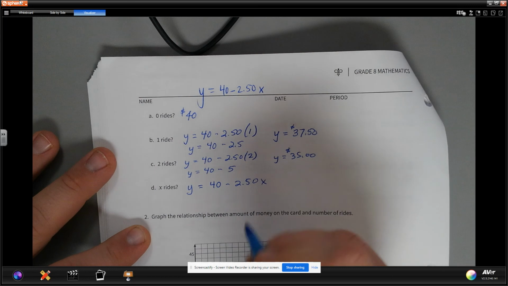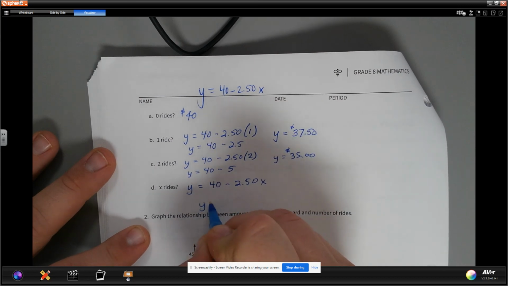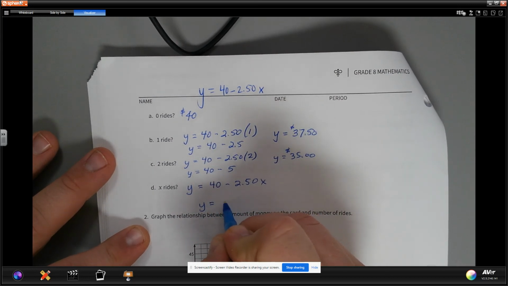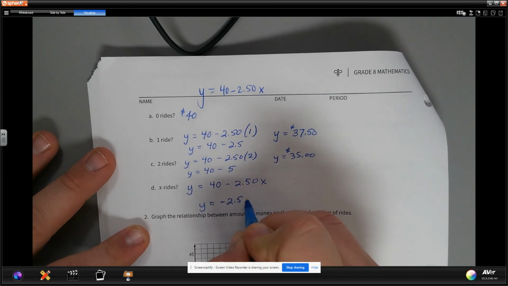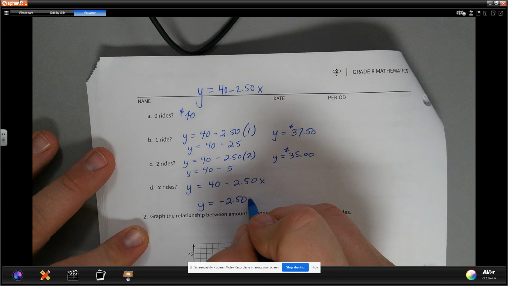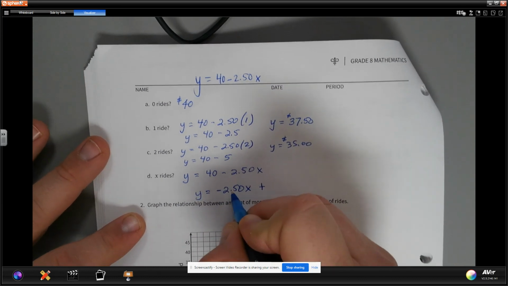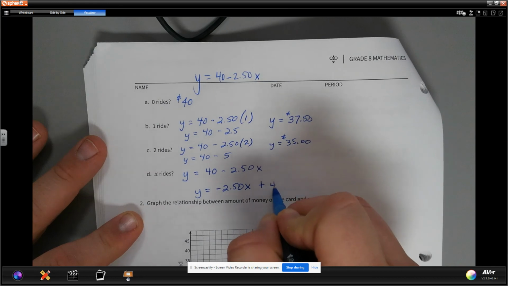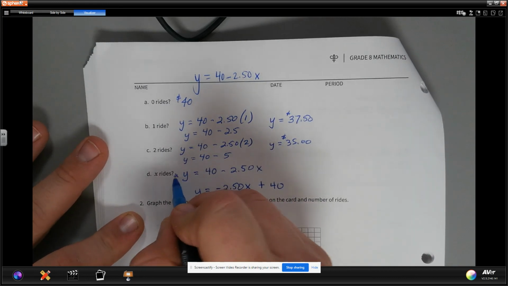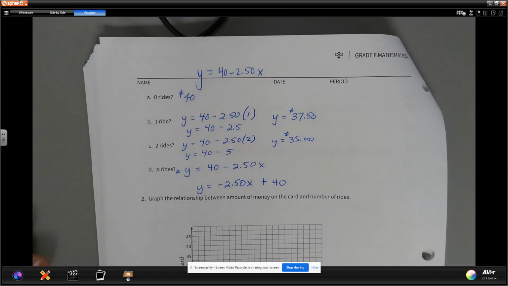The order is switched up just a little bit. You are certainly welcome to go ahead and write this as the m part first, but we have to understand the m part, meaning the slope or the rate of change, is a negative value. And so we have to have a minus $2.50 times x plus 40. For me, I just prefer to write it this way because it makes more sense to me.